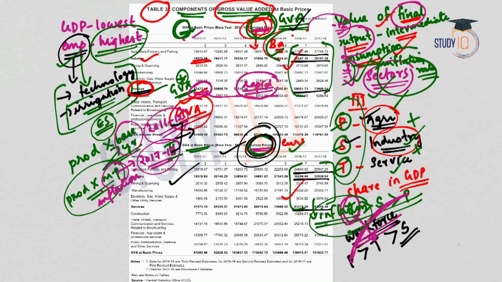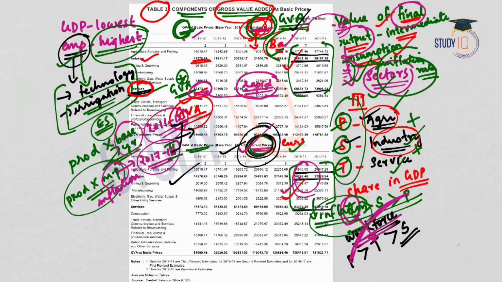So which one will give you a real picture of the economy? The first part, that is at constant prices, base year prices. The second one is inflated prices. So we will see the value is higher in the second part, that is at current prices, but the real picture is shown in the first part, that is constant prices. So this is all with table number 3.